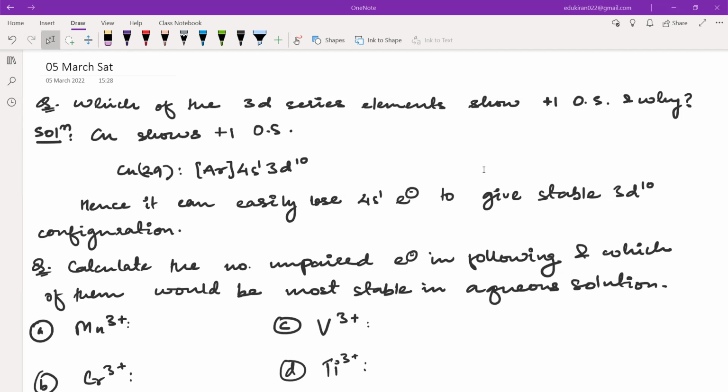Fatima, please write the electronic configuration, and then tell me how many unpaired electrons are there. Okay, I don't think you are doing it right. Yes, Sania, correct. What about Faisal?